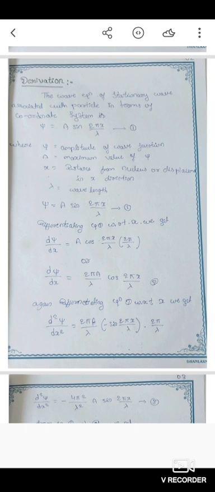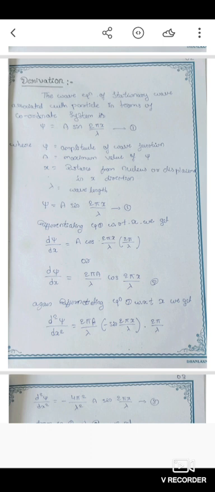The wave equation of a stationary wave associated with the particle in terms of the coordinate system is psi is equal to a sin 2 pi x divided by lambda, equation 1, where psi is the amplitude of the wave equation, a is the maximum value of psi, x is the distance from the nucleus or displacement in the x direction, and lambda is the wavelength. This is equation 1.